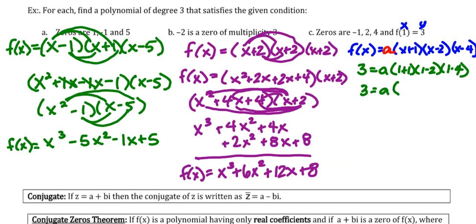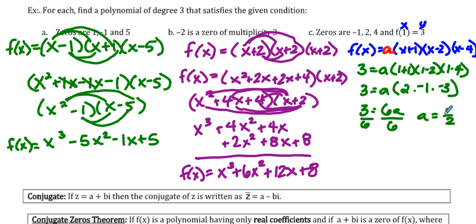2 times negative 1 times, oh, that was 1 minus 4, so that would be negative 3. Okay, so that gives me 6, so 3 is equal to 6a, and dividing by 6, I get a equals a half.